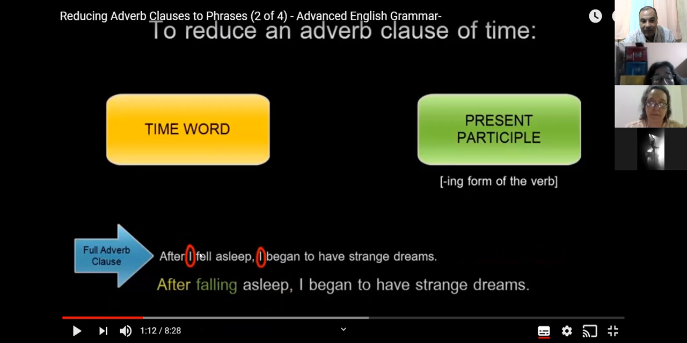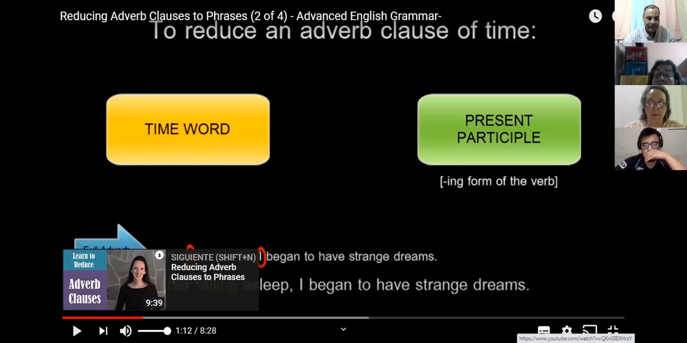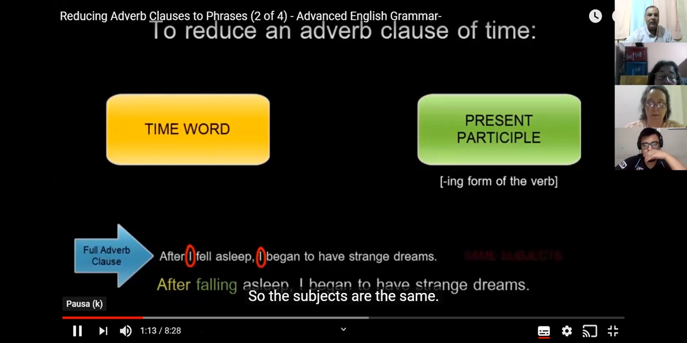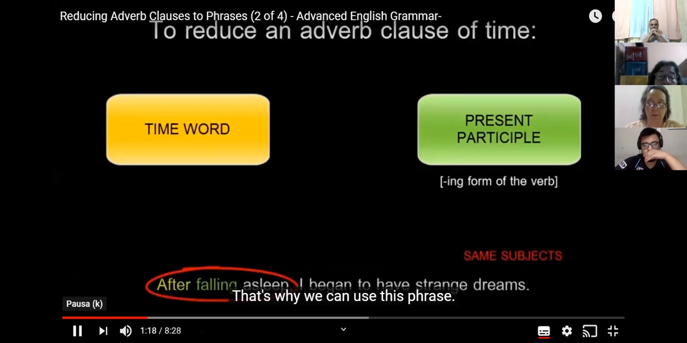I use the same verb, but in the present participle. So after falling, you remember the present is fall. The simple past is fell. So after falling asleep, and the second clause is the same. I began to have a strange dream. Is that clear? Yes? Okay, very good. Now, let's continue. That's why we can use this phrase.